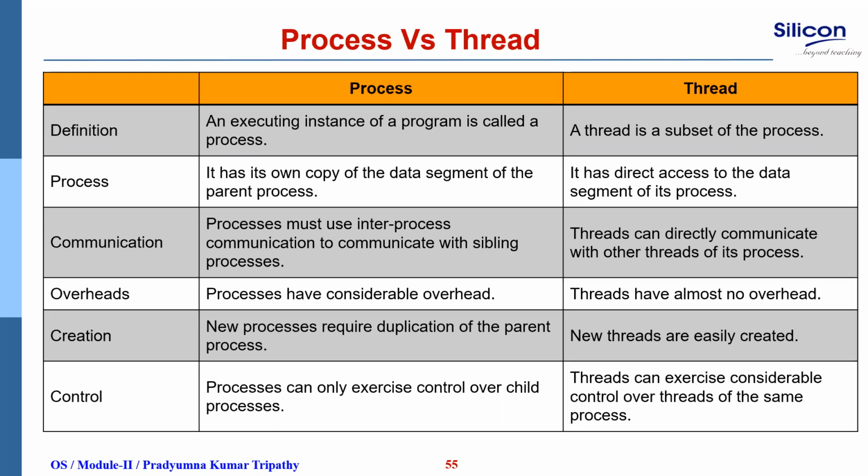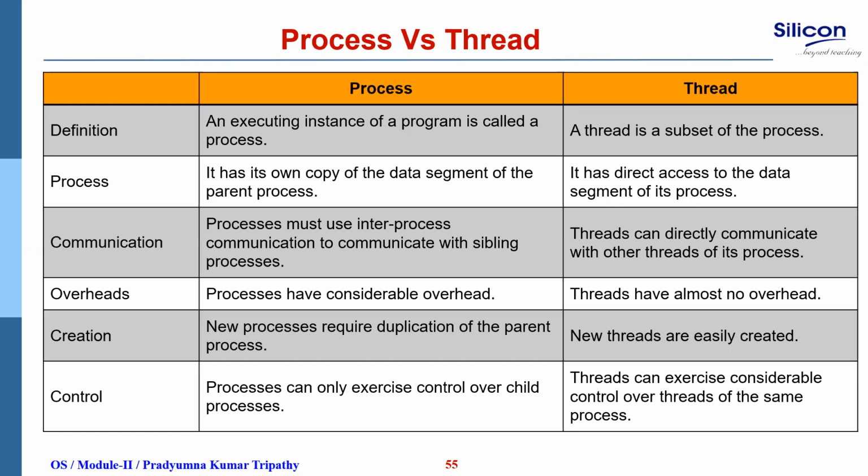Creating a process requires duplication of the parent process. But threads can easily be created. In a process, whenever it is created, it's a duplicate of the parent process, then we can assign a new program to run in that process itself. But new threads are easily created just by giving the command for creating the new thread.